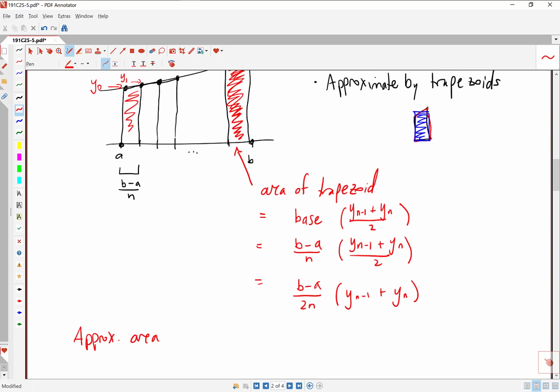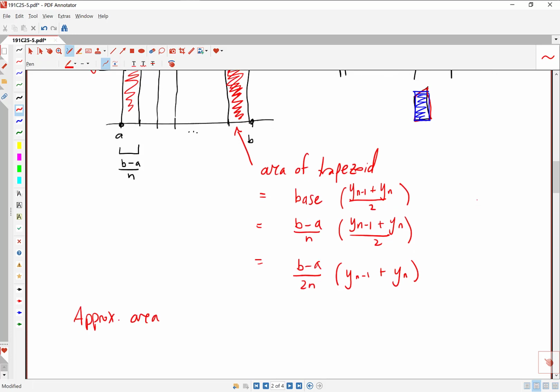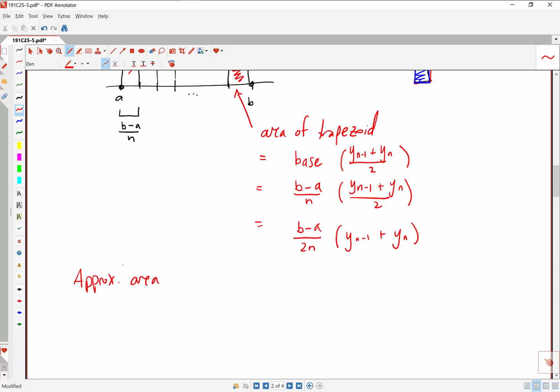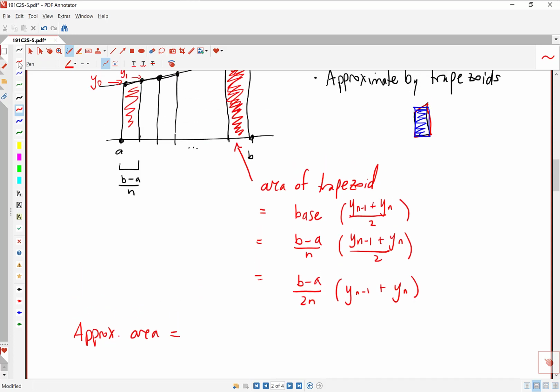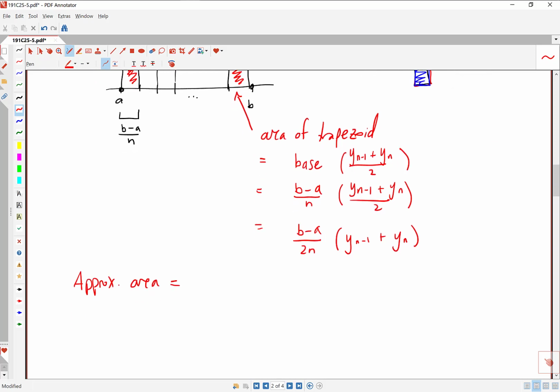So let's say our approximate area under our curve is what we get if we sum up the areas of all these trapezoids. So let's think about the leftmost trapezoid, the one that's sitting over here. Its heights are called y0 and y1. Therefore, its area is going to be (b minus a) over 2n times (y0 plus y1). And then we could do the same thing for the second trapezoid.